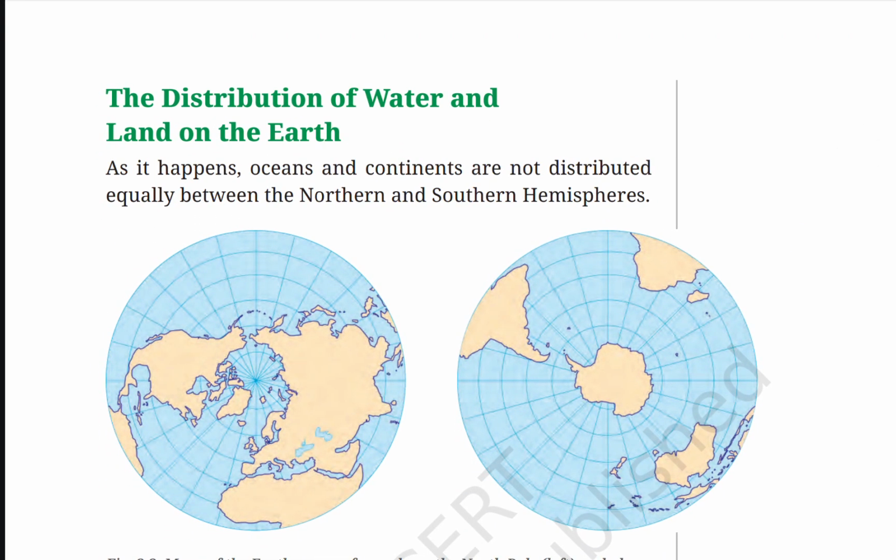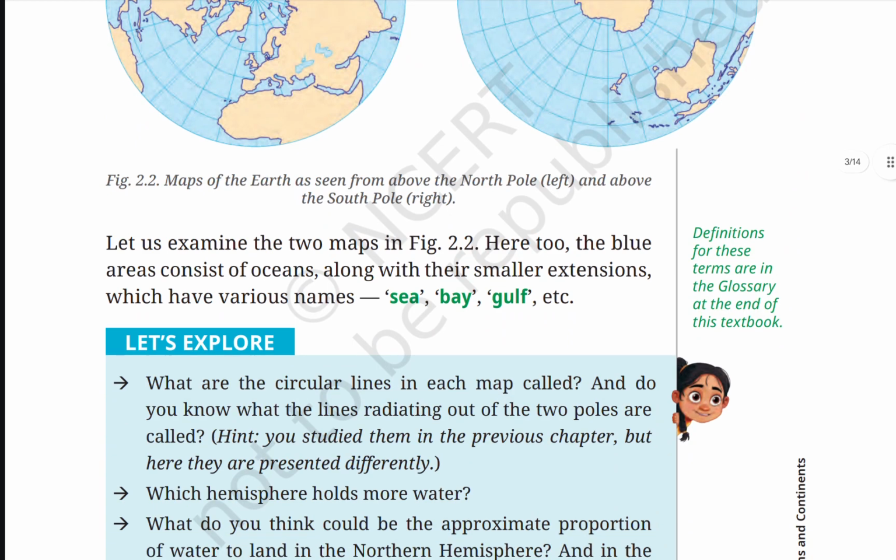As it happens, oceans and the continents are not distributed equally between the northern and the southern hemispheres. Figure 2.2, map of the Earth as seen from above, the North Pole at left and the South Pole at right. Let us examine the two maps in figure 2.2.